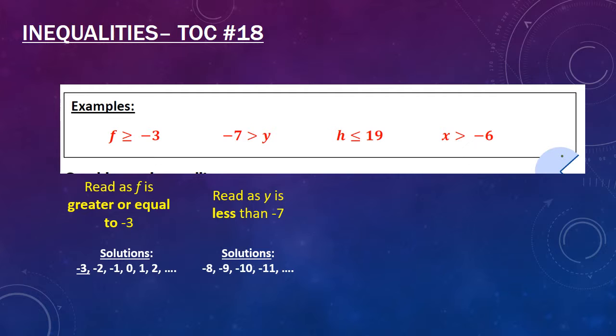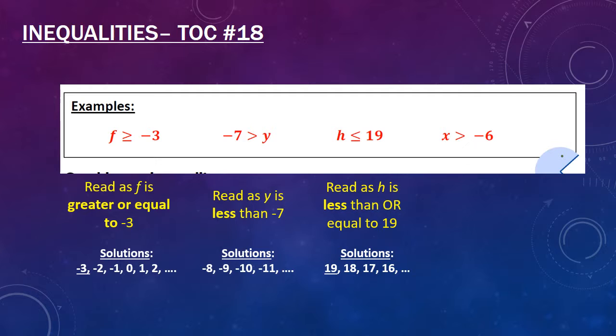The third example is read as h is less than or equal to 19. And since it's equal to, that means that 19 is part of the solution. And then it says h is less, so it's 19 and then anything that's to the left of 19, like 18, 17, 16, and all the way down into the negatives. And it's important that you know it goes on forever. It doesn't stop. And we'll show that in just a minute when we graph them.